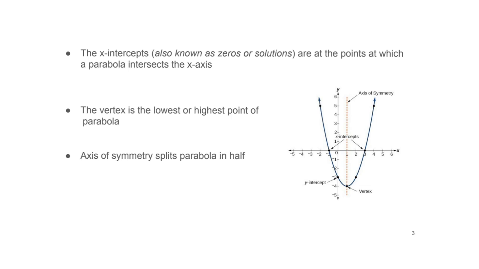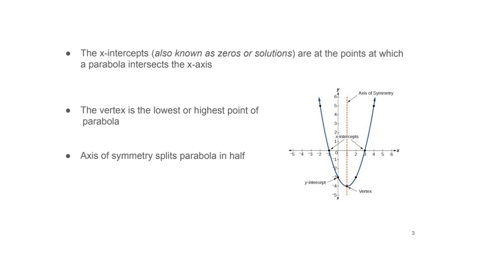This is just reiterating the previous slide. It says the x-intercepts are also known as zeros or solutions. They are the points at which the parabola intersects the x-axis. Again, here and here. Those are the x-intercepts. Then the vertex is the lowest or highest point on a parabola. This parabola is going like this, which is like a U shape. So this particular vertex is going to be the lowest point.